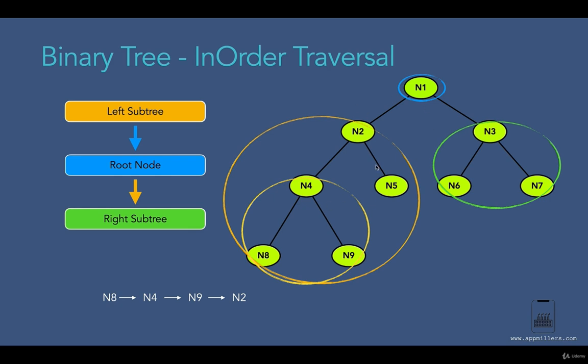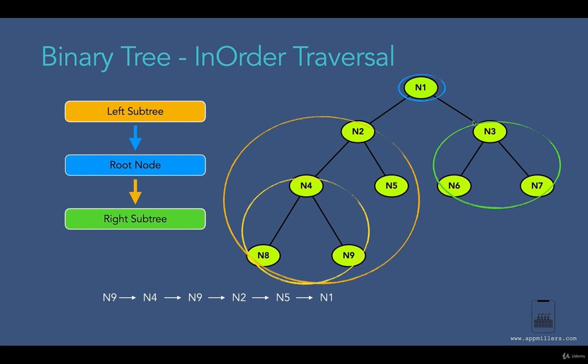Now, after visiting N2, we have to visit the right subtree of this bigger left subtree, which is located in the bigger yellow circle over here. The right child of this left subtree is N5. So the next node that I'm going to visit is N5. Now with this, we have successfully visited all nodes of this left subtree. The algorithm says that after visiting the left subtree, we have to visit the root node. For this binary tree, the root node is N1. So the next node that we are going to visit is N1.